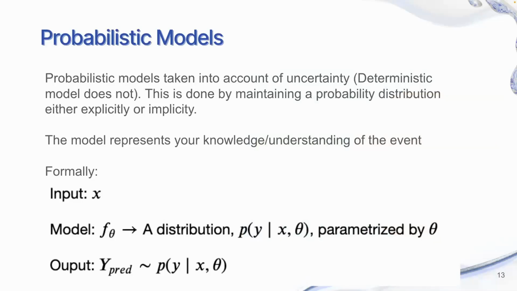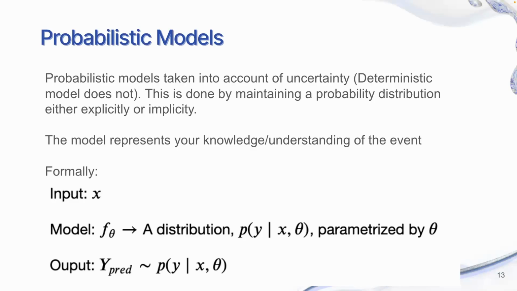So now let's talk about probabilistic models. Probabilistic models take uncertainty into account, which a deterministic model, of course, does not. This is done by maintaining a probability distribution of some form, whether explicitly or implicitly within the model, or as the output. And the probabilistic model represents your understanding of the event. We'll see more of what that actually means, but just remember, it's representing your knowledge of the event.